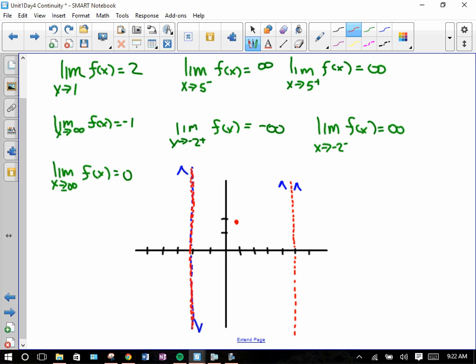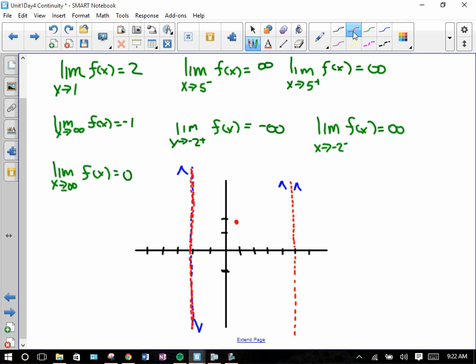Alright, so the final two things that I have: it tells me as x approaches infinity, and as x approaches negative infinity. When x approaches positive infinity, f of x is approaching -1. That means out over here, once the function starts going out towards infinity, it's going really, really, really close to -1. It has a horizontal asymptote at -1 on this right-hand side.